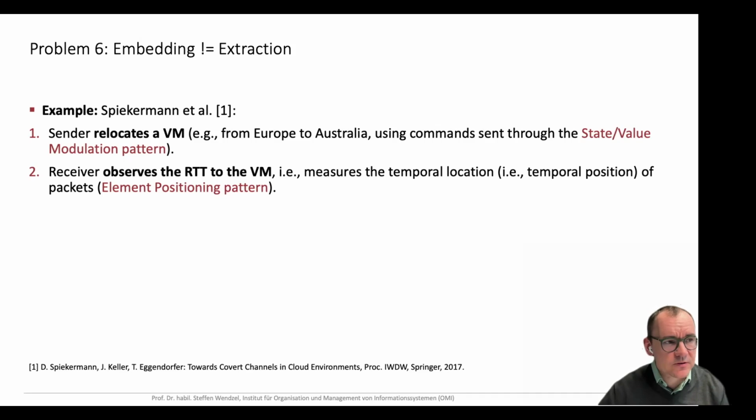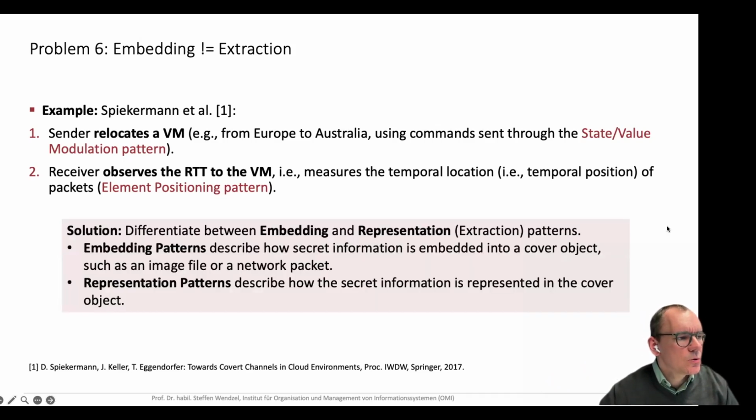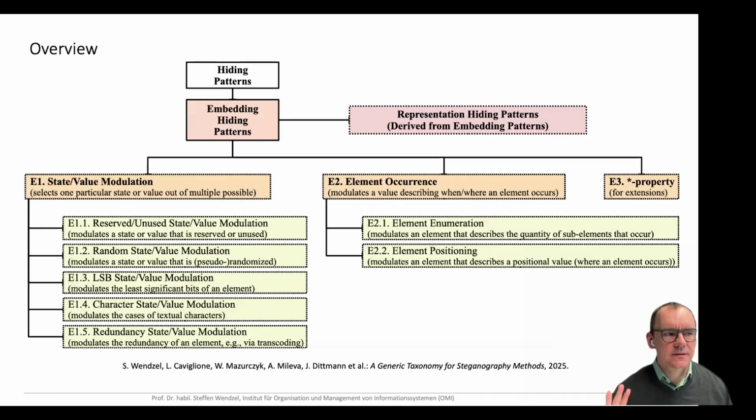In the paper, there are many examples that illustrate this. Also, look at the electronic supplement, where we have more examples and where we transfer all the previous patterns into the new ones while featuring exactly such examples. So the embedding patterns describe how the secret information is embedded into the cover object, for instance, a file or a network packet, while the representation pattern describes how the secret information is represented by the cover. And here is the new taxonomy. And as you can see, it's way less complex than the previous one.